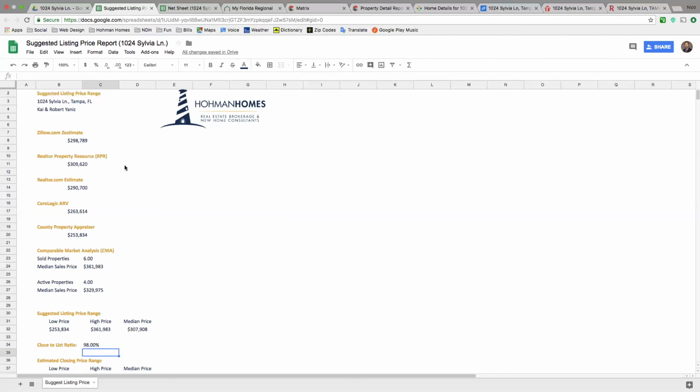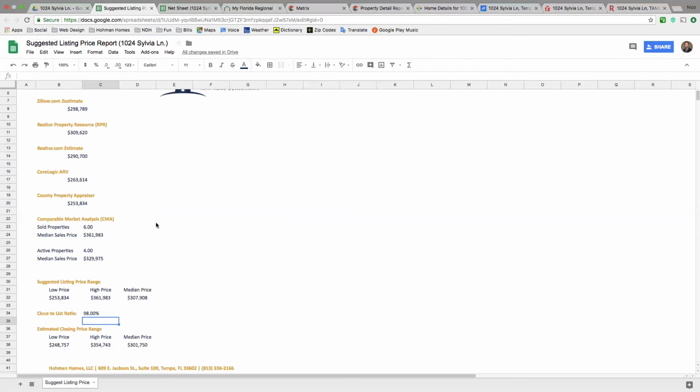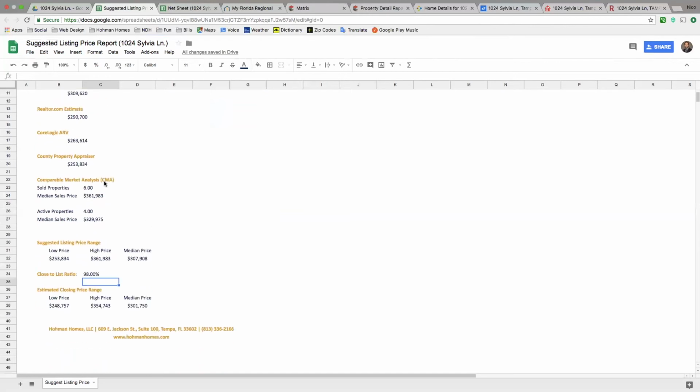What that tells me now is I have a much better sample idea of what the potential price point could be for this home. So we have our online valuation models here, everything from Zillow to RPR to Realtor to CoreLogic and the county property appraisers, to our own comp analysis and pulling some specific comps out there, seeing what could work. And we have a low price here, which is our county property appraiser, and we have a high price. And then in the middle of that is our median price at 307.